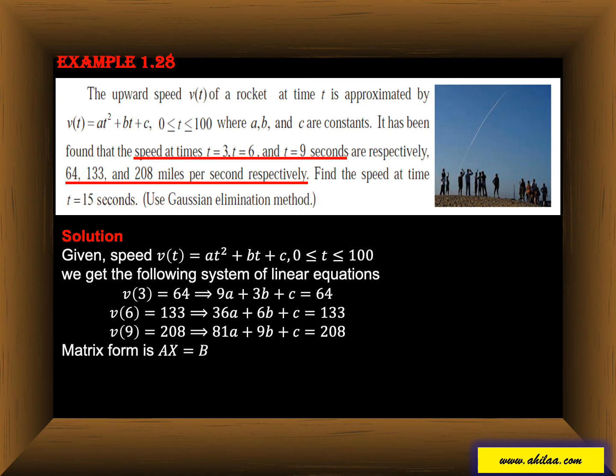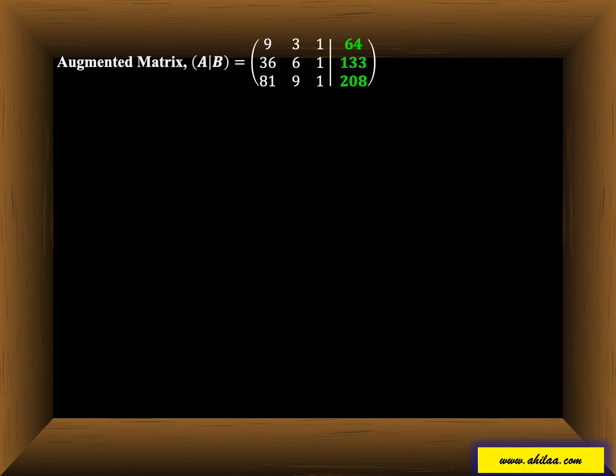Now write the matrix form as capital AX equal to B. Collect the coefficient matrix 9 3 1, 36 6 1, 81 9 1 and the variable matrix a, b, c here. See the right hand side constants. So the constant matrix is 64, 133, 208. Now the augmented matrix A bar B equal to, substitute the A matrix and constant matrix. Now I want to make this A21 and A31 element as 0. So A21 is 36 here, A31 is 81 here.